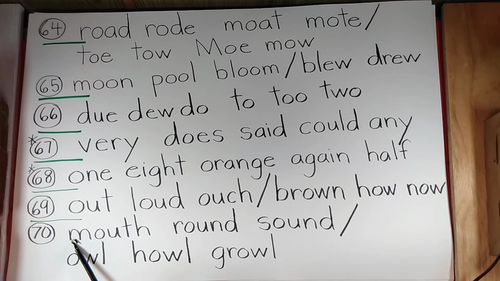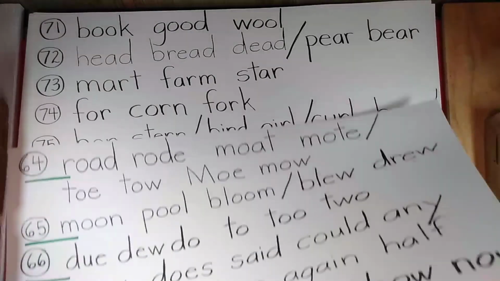70. Mouth, round, sound, owl, howl, growl. So just some more examples like we had in lesson 69.